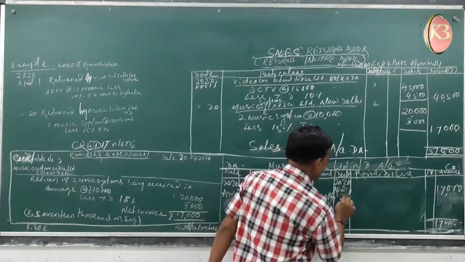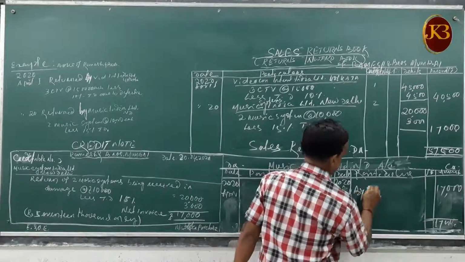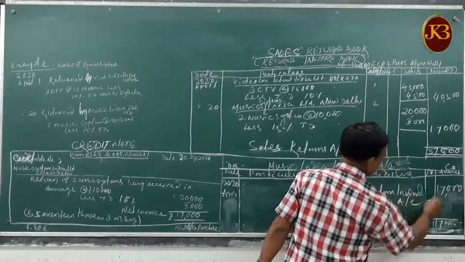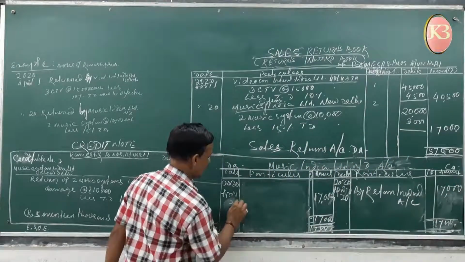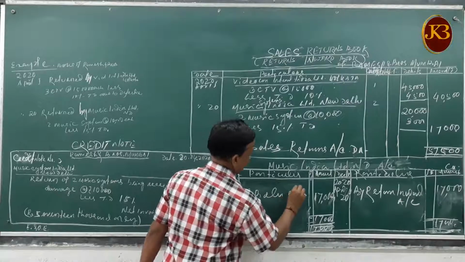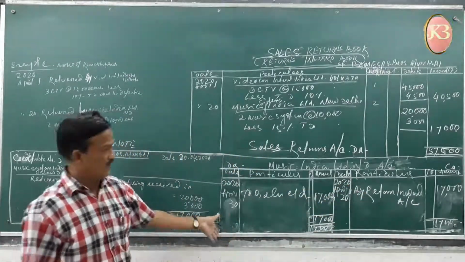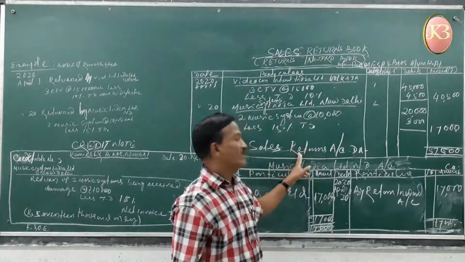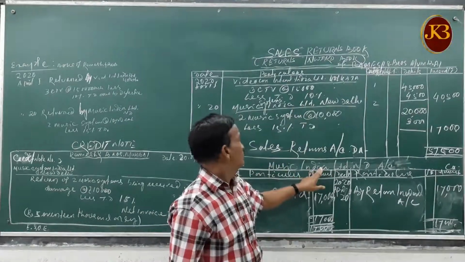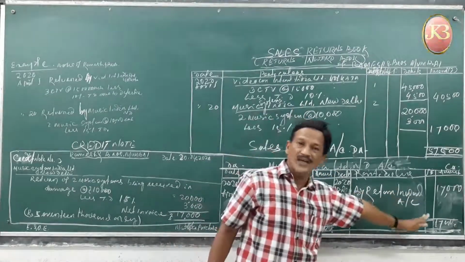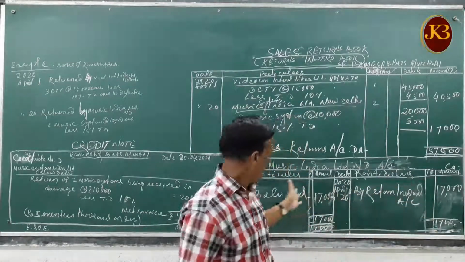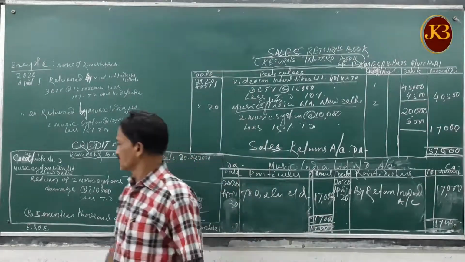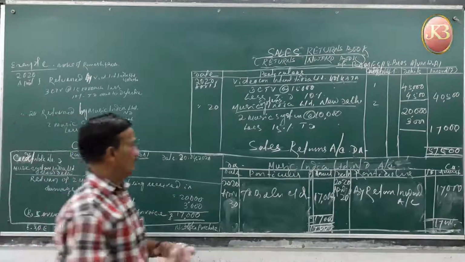So this is April 20, by return inward account 17,000. Then April 30, to balance carried down, 17,000. Then May 1st, by balance brought down, 17,000. So the sales return account is debited to Music Systems India Limited, and Music Systems India Limited is credited by the sales return account.